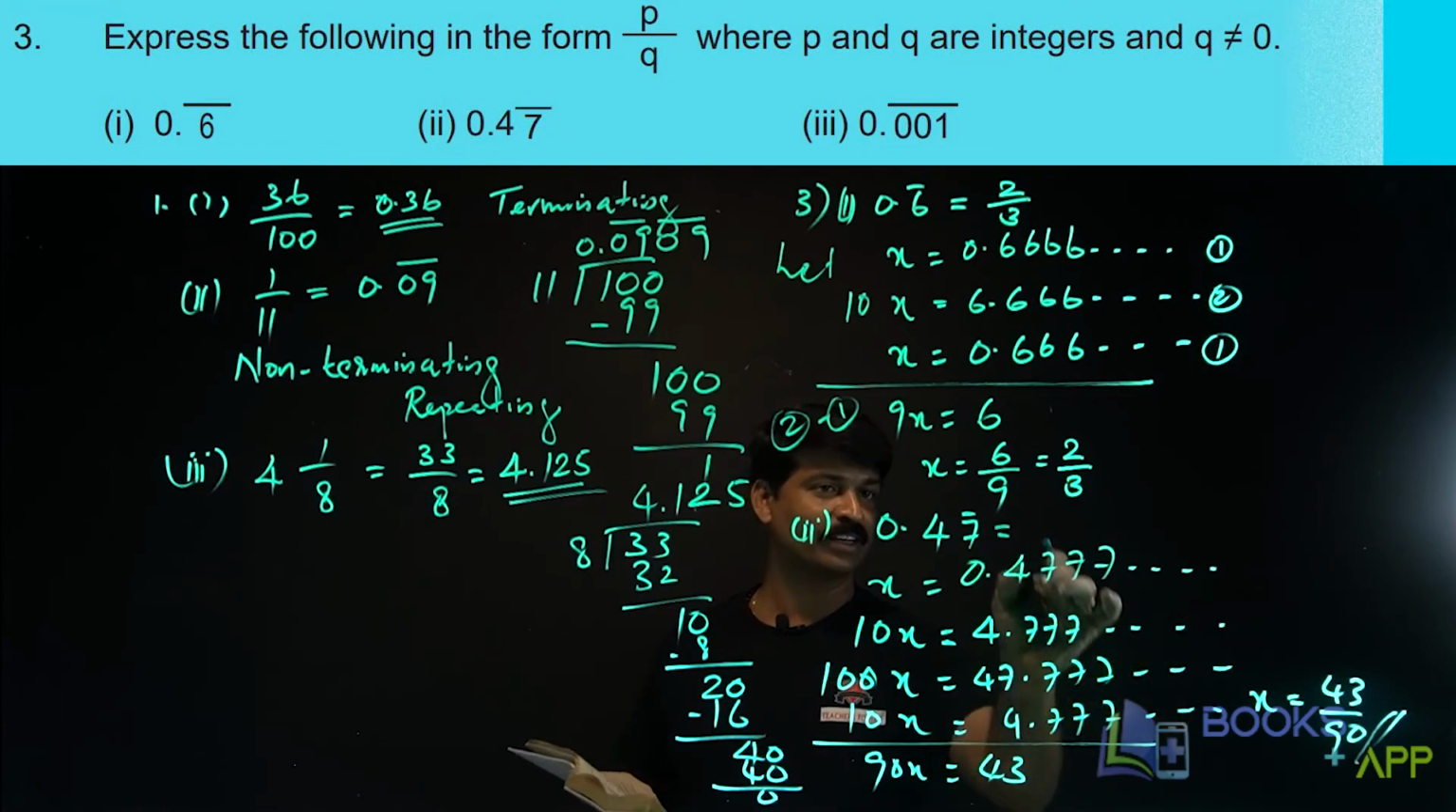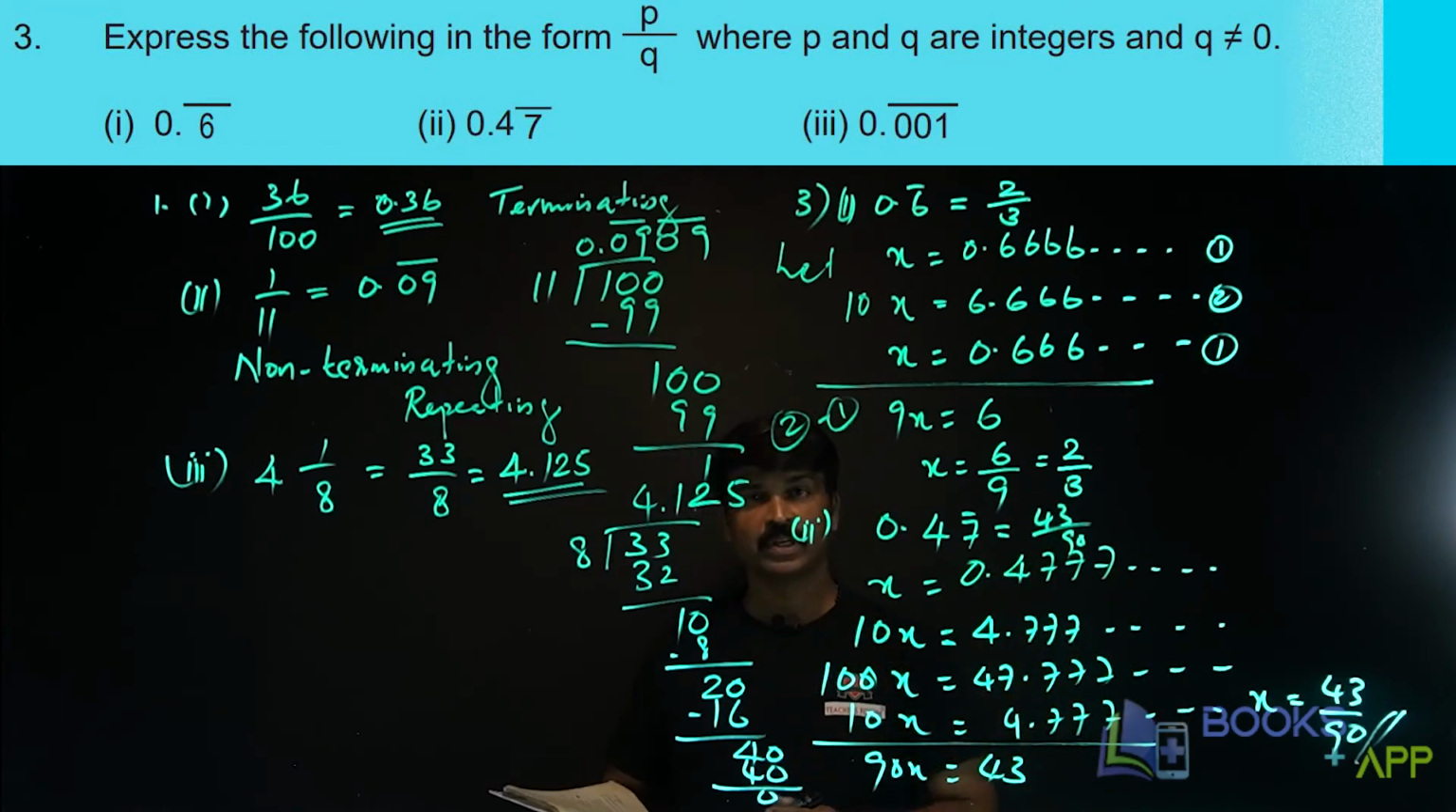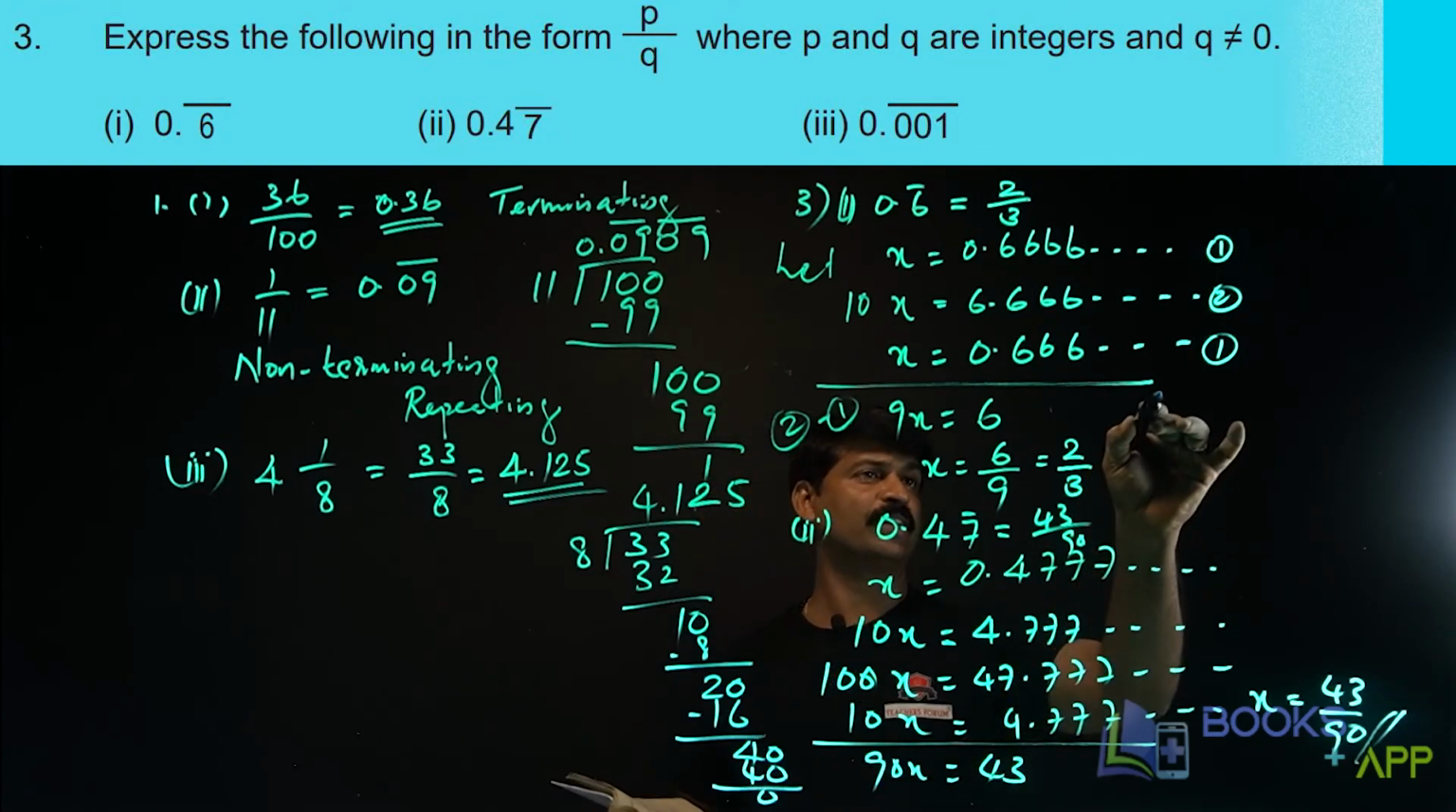What is x? X is equal to 0.47 bar. That is equal to what? 43 by 90. It is of the form P by Q. Now let us solve the third one. The third one, that is also very simple.